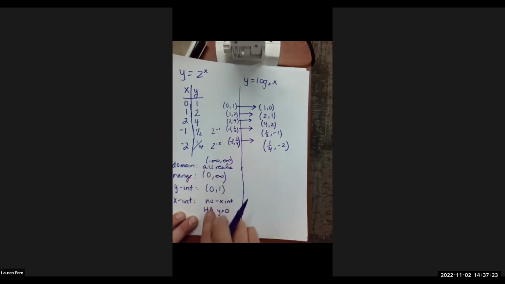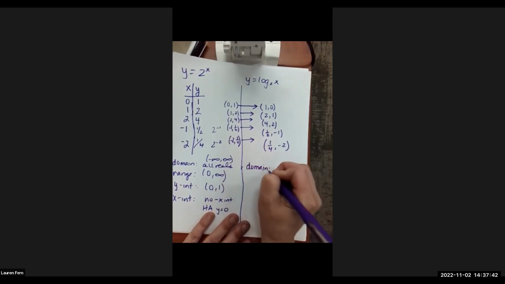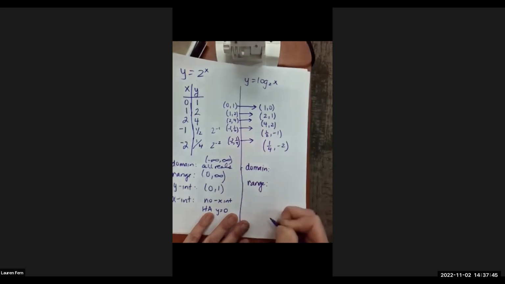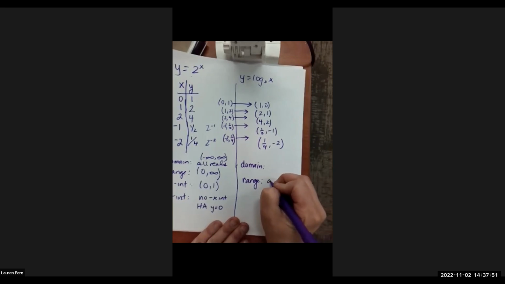All right, well, from here and from what we know about our inverses, we know the domain of our function is the same as the range of the inverse. And the range of my function is the domain of my inverse. So given that, can we talk about the domain and range of our log function? Well, remember, the domain becomes the range. So isn't the range now all reals? And what is my domain? 0 to infinity. Good job.